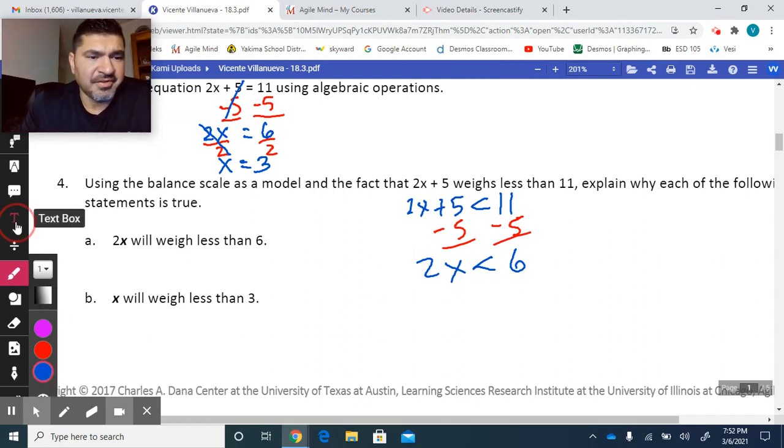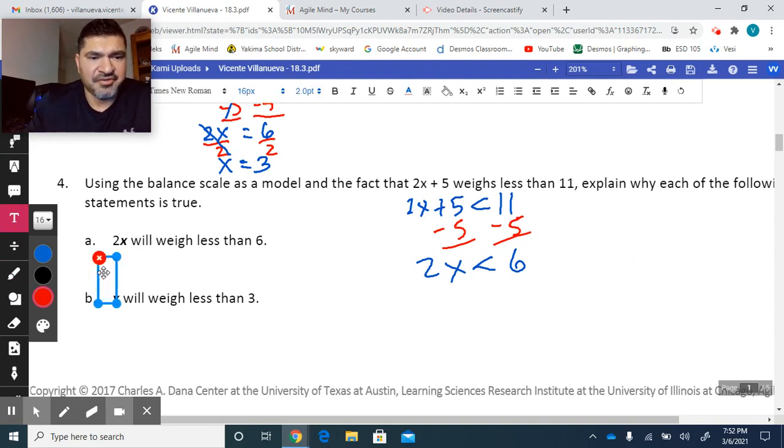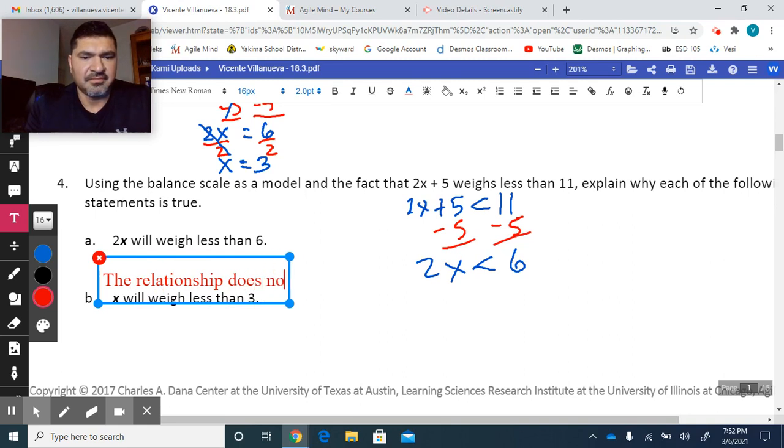And this is true because we added or subtracted, okay? In this case, we subtracted 5 on both sides. And when we do that, the results will not change, okay? So we're going to go ahead and put that the relationship does not change.